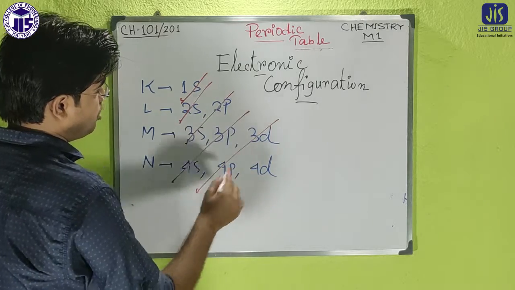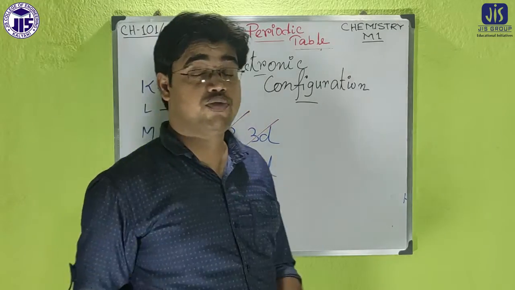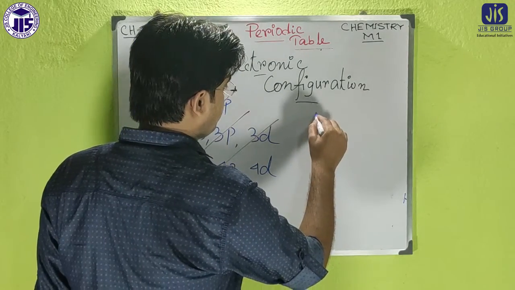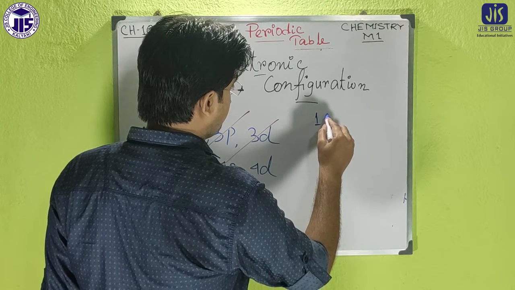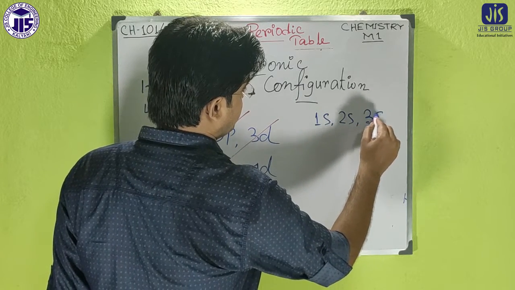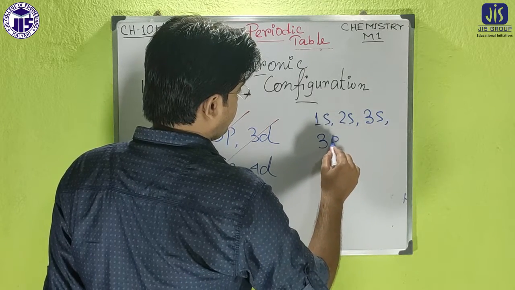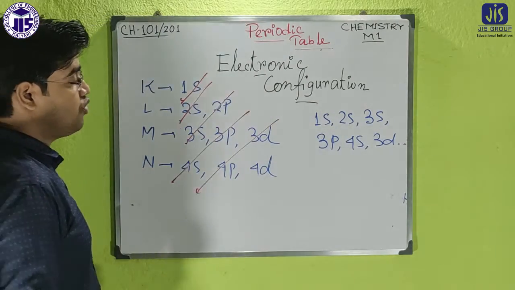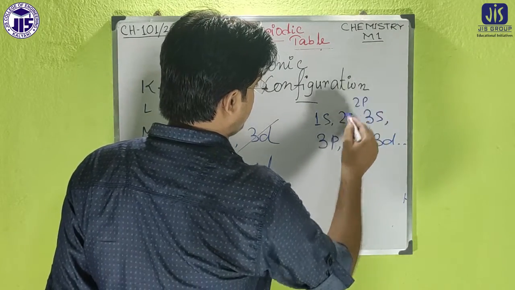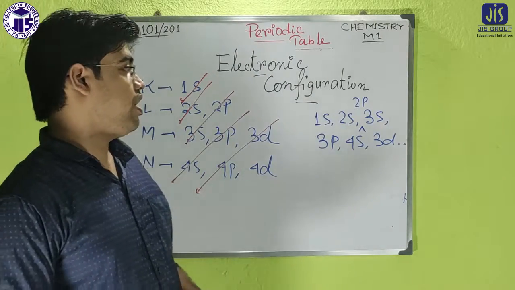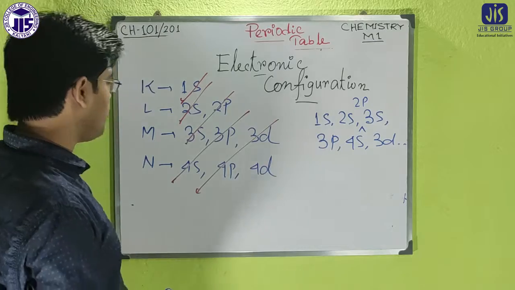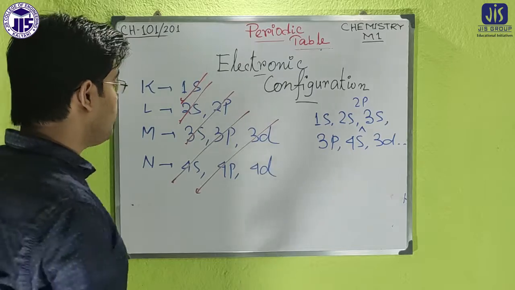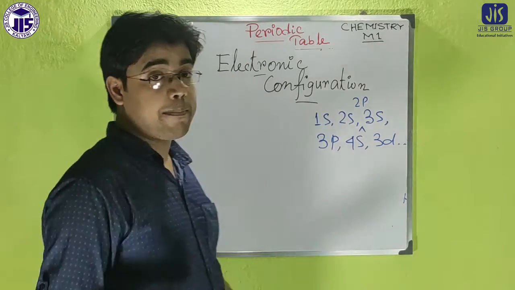You can check my previous video where we discussed the above principle. So then what is the final configuration? It will start from 1s, then 2s, then 2p, then 3s, then 3p, then 4s, then 3d, and so on. So that order we have to follow, and according to that order, we have to keep in mind the atomic number.